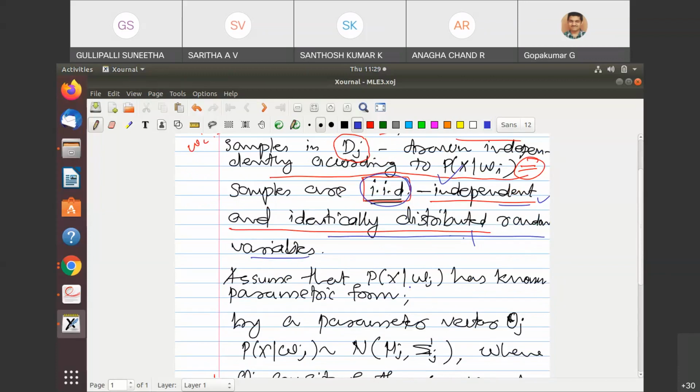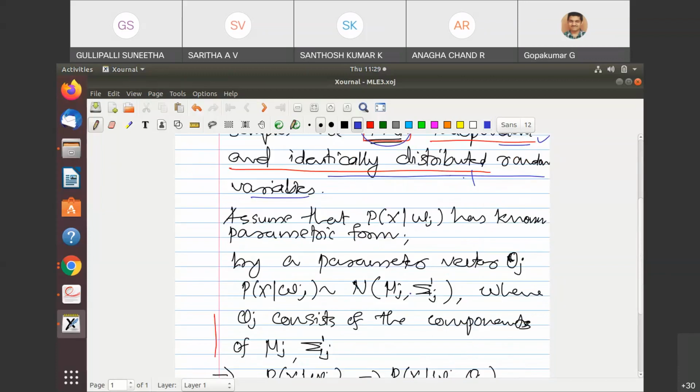Okay, so with that IID assumption, assume that we have P of x given wj as having a parametric form. That means whether it's a normal density or any other density, we are assuming a parametric form. Then we represent those parameters. Assume that there can be a set of parameters, so each parameter vector we represent using the letter theta j. So theta is the variable.